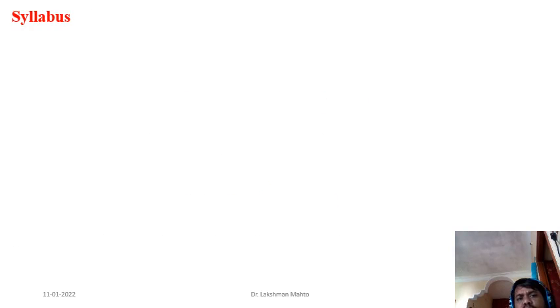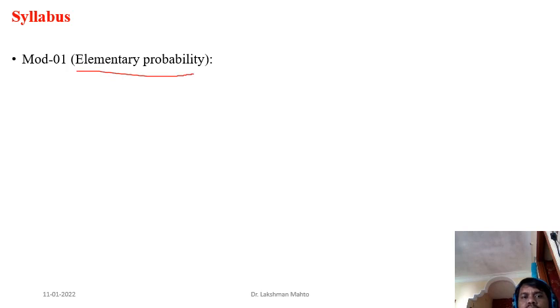Coming to the syllabus of this course, I have already divided it into four modules. In the first module I will discuss elementary probability. It is not much difficult. Whatever probability you have already studied in plus 2, this elementary probability would be an extension of that. It is just a link between what you studied in 12th and what you start here in this course.